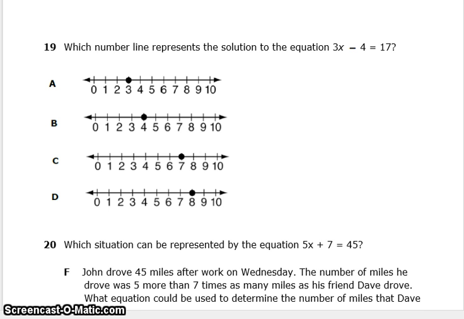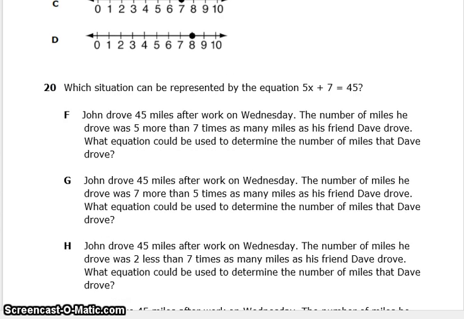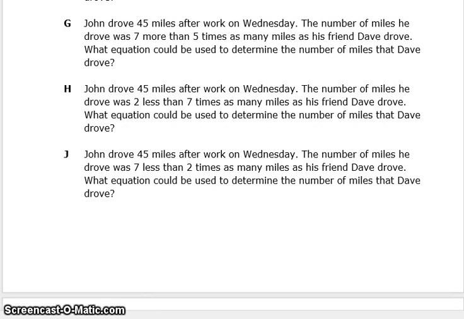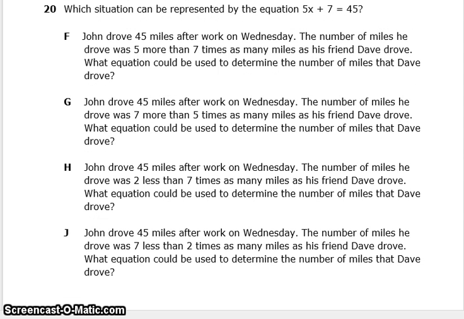Question 19. Which number line represents the solution to the equation 3x minus 4 equals 17? Question 20. Which situation can be represented by the equation 5x plus 7 equals 45?